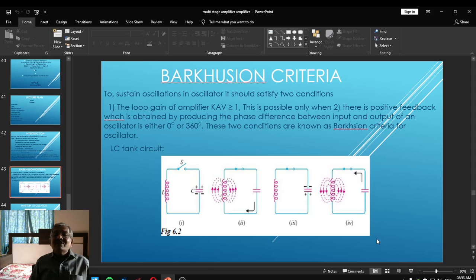So that's how oscillations are generated either in the LC tank circuit or in the RC tank circuit. Friends, that's all about generation of oscillations in the tank circuit.